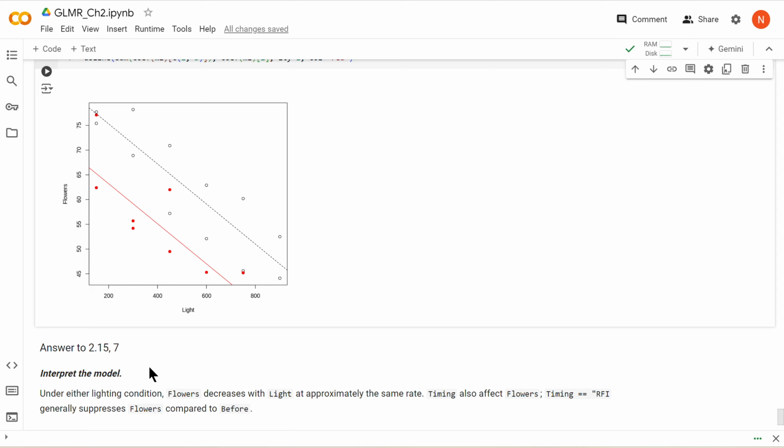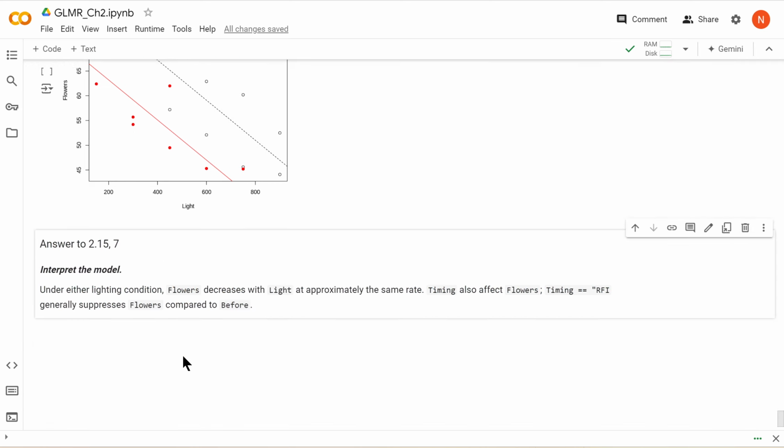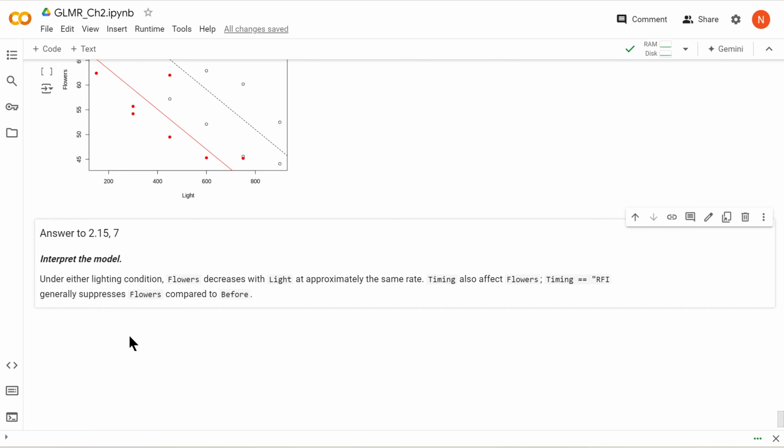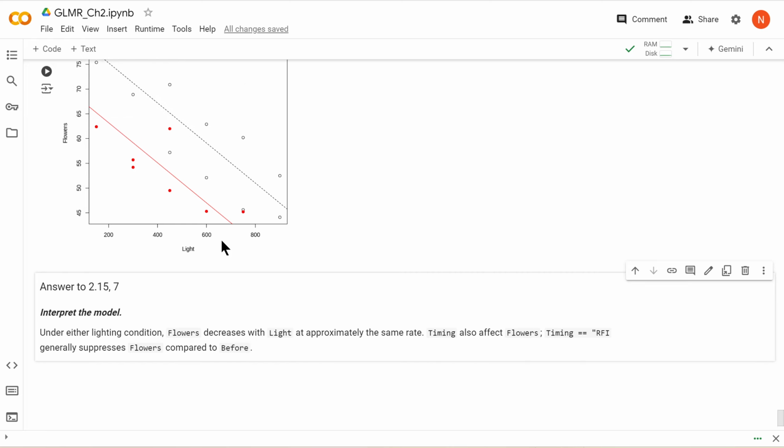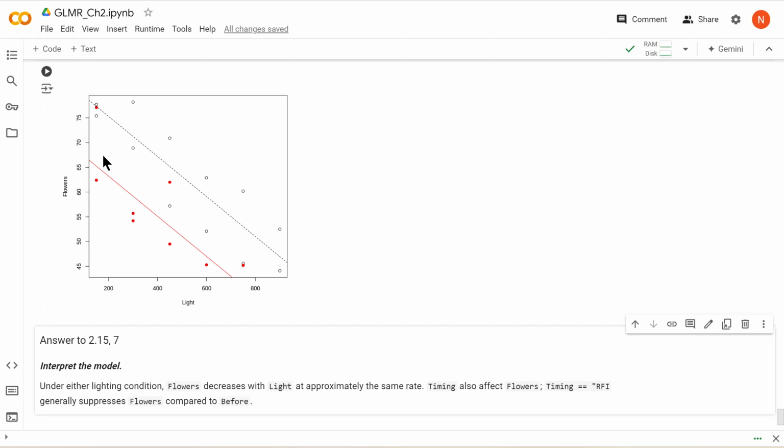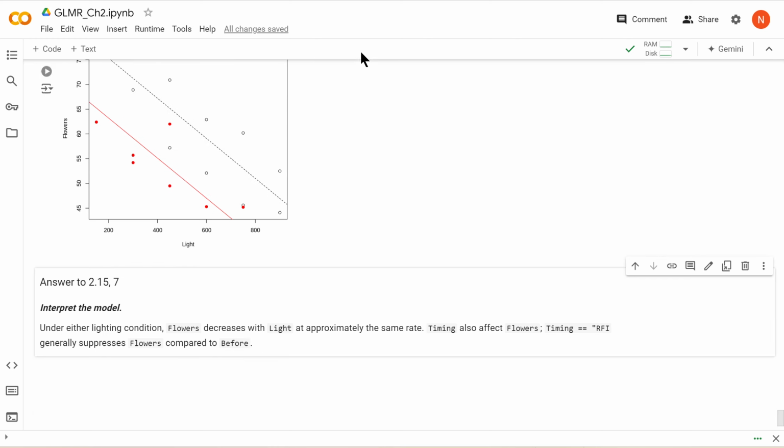Finally, interpret the model. I'm not really sure what it means to interpret the model. Are we supposed to interpret the outcome? It's not really clear. But I think that the interpretation is that the number of flowers, or the average number of flowers, decreases with light intensity, and that the timing matters such that timing RFI generally, constitutively suppresses flowers compared to the before timing condition. All right, that is it for this one.